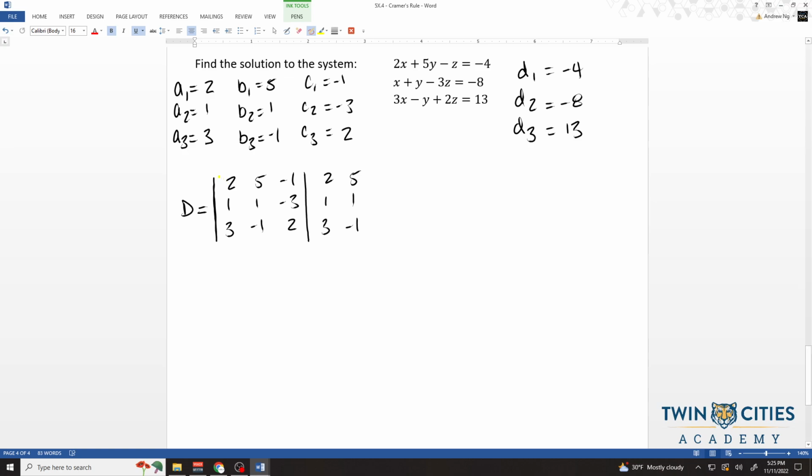Then I multiply the diagonals from the top left to the bottom right. So that's going to be 2 times 1 times 2, 5 times -3 times 3, -1 times 1 times -1. Let's write those down first. So I've got 2 times 1 times 2 plus 5 times -3 times 3, plus -1 times 1 times -1.